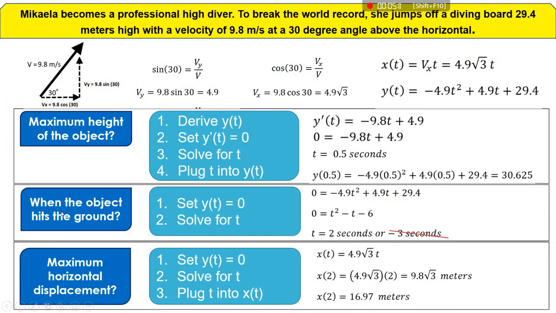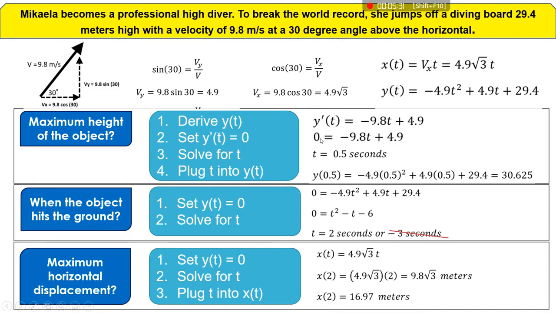So here's one example. This is one that we already solved in class. So if we had Mic jumping, if I want the maximum height, I would take this vertical displacement, derive it to get the vertical speed, and set that equal to 0.